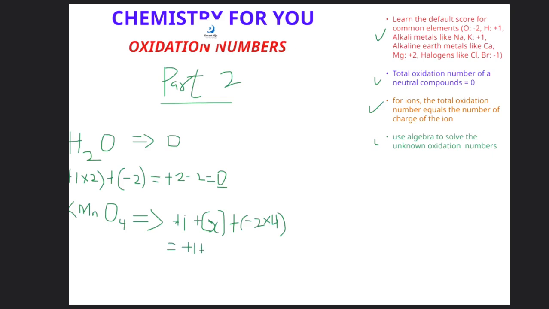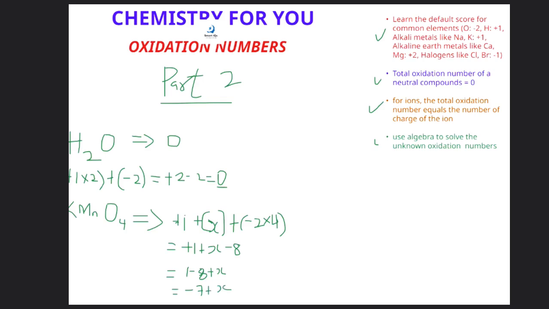Okay, then -8. Now remember that this is 1 minus 8 plus x, right? Yes. 1 minus 8 plus x. So this will be equal to minus 7 plus x. Minus 7 plus x. Good. So now, we are here.